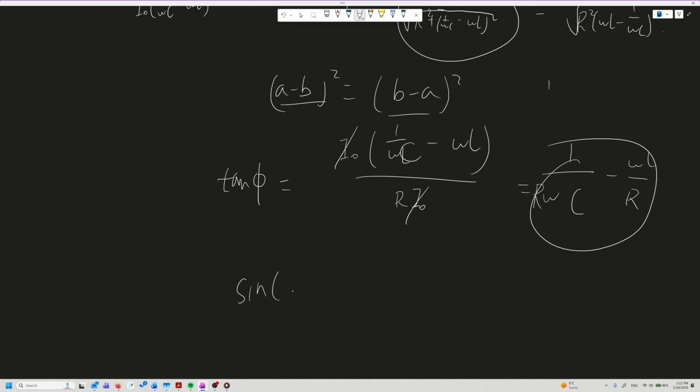Otherwise, we would have just used sine a plus b formulas and cosine a plus b formulas, which is fine, but they're very complicated and long and hard and boring to do. So this question is very interesting. It gives us a new perspective.